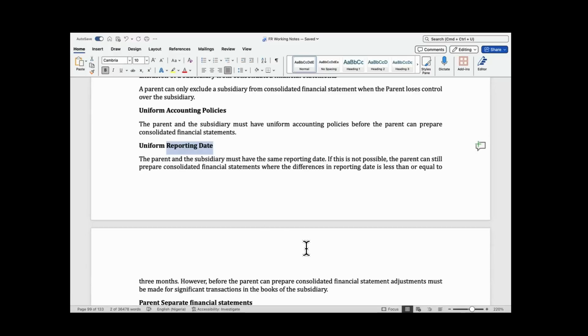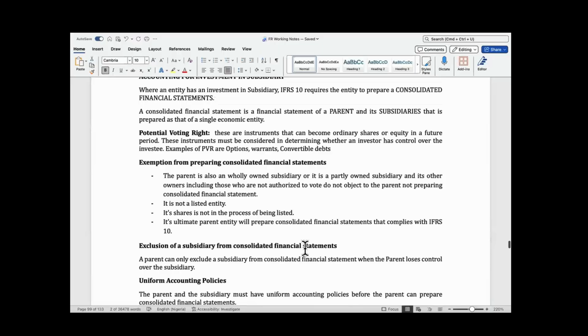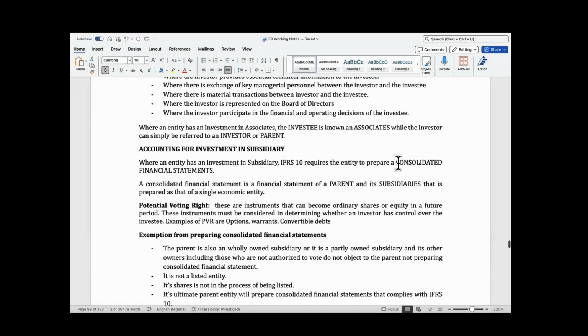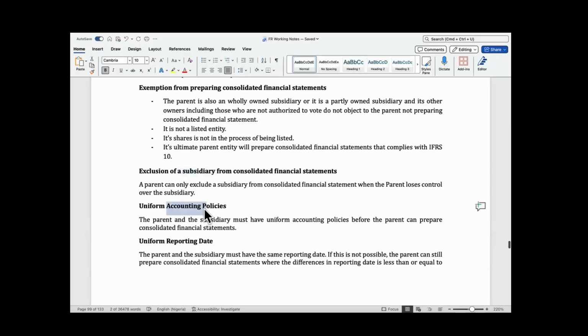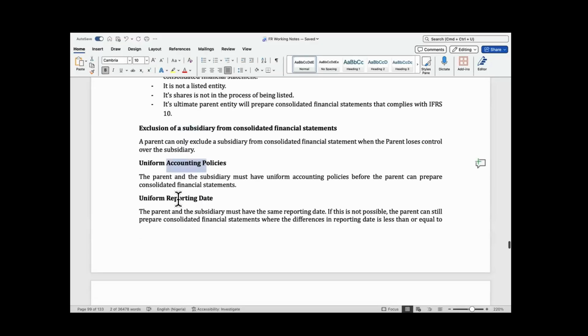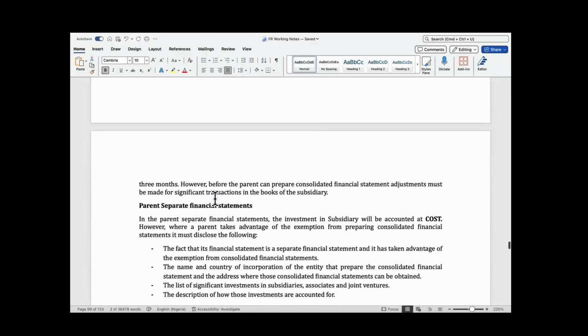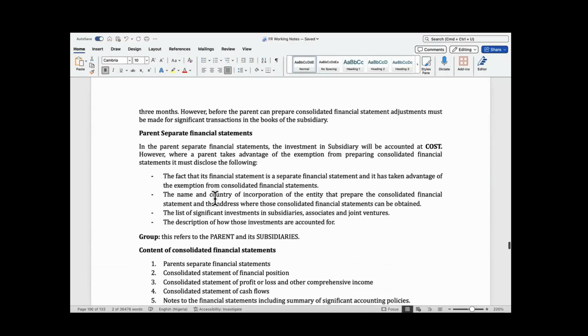But even at that, you need to make adjustments for significant transactions that would happen between those periods. You need to bring them in. But primarily, you should have the same year-end. So all this needs to be considered before you go ahead and prepare consolidated financial statements. Potential voting rights, are you exempted? Can you exclude a subsidiary? Make sure you have uniform accounting policies. Make sure you have the same reporting dates.